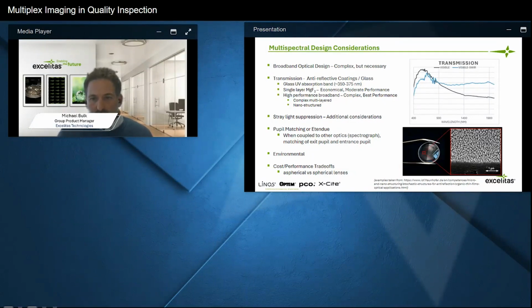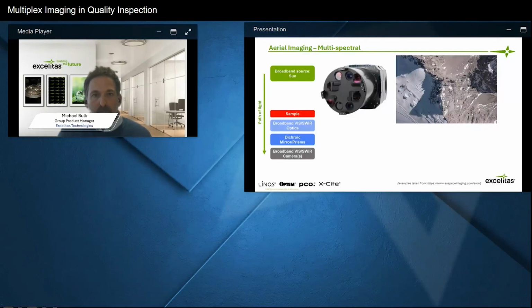Good. So now a few quick examples. Aerial imaging is an area where there are lots of benefits for multispectral imaging. In this case, you would have a broadband source, which is ultimately the sun, shining down on your sample, which is the Earth. And you want to collect the reflected light at different wavelengths and ultimately deliver those to your camera system.